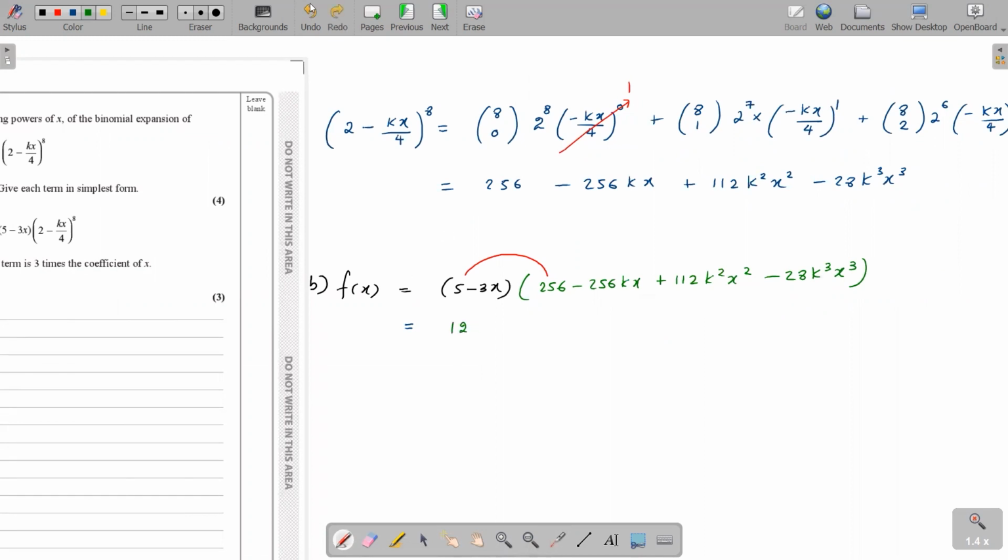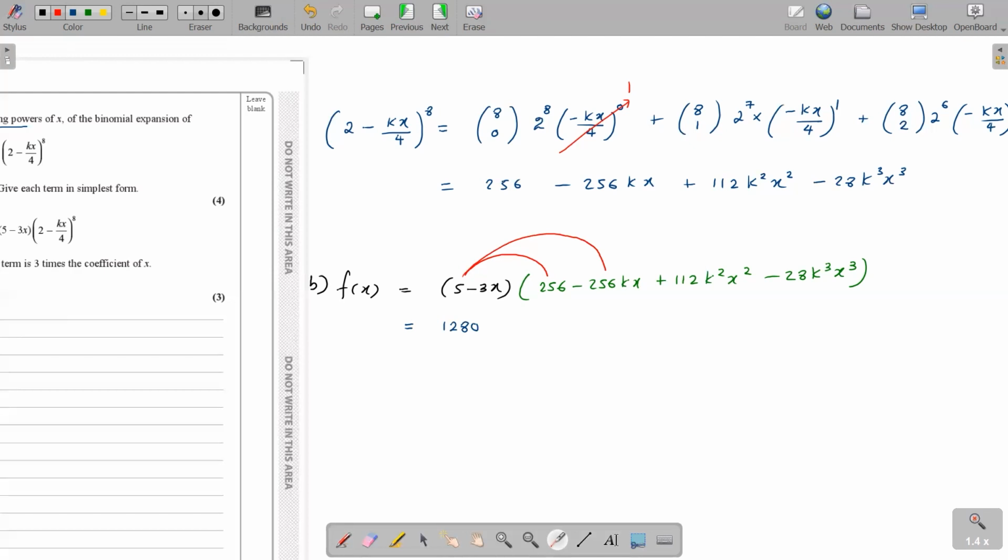1280. That's a constant term. So I'll be writing it. And then the next term, 5 times minus 256 kx. That's an x term. So I will definitely get that. Tell me the multiplication, 5 multiplied by minus 256.